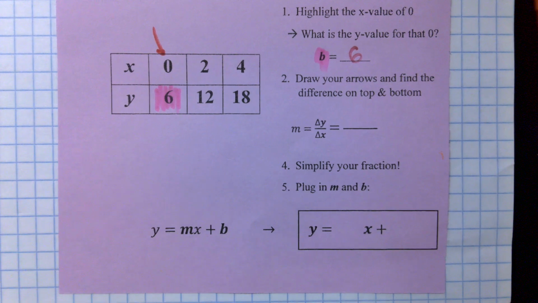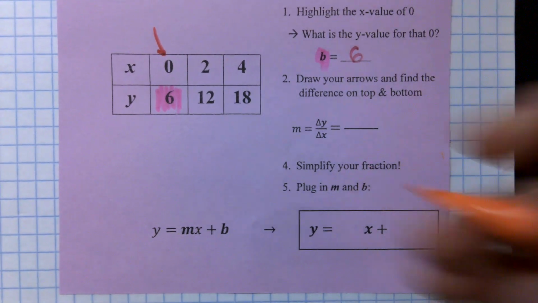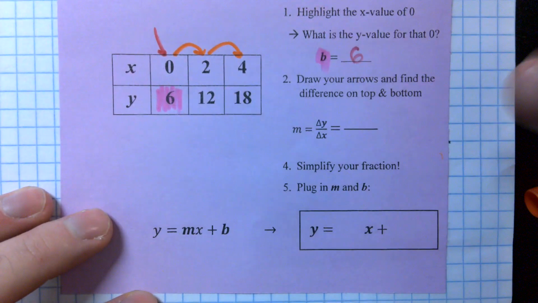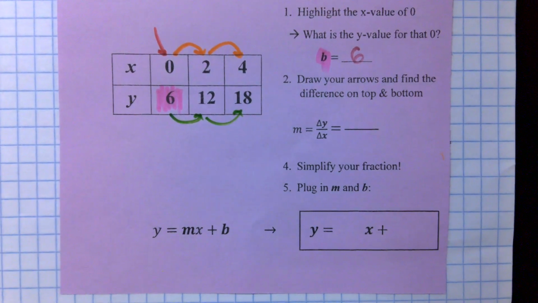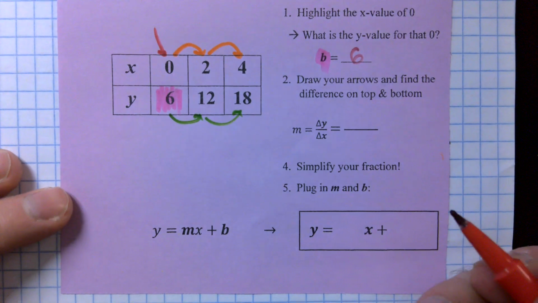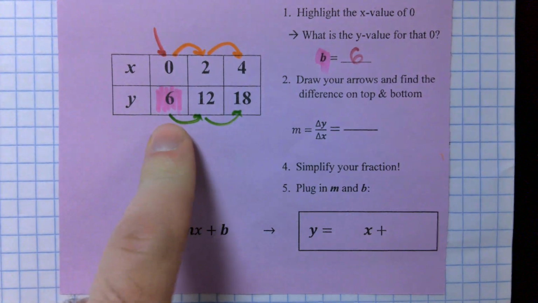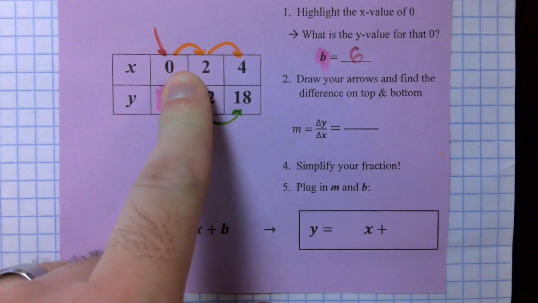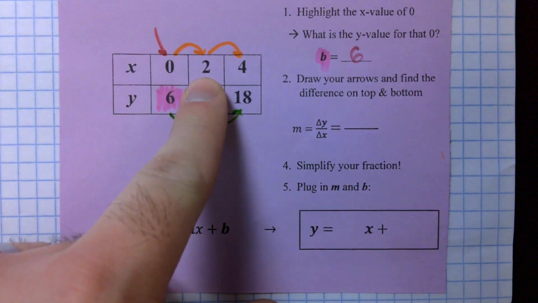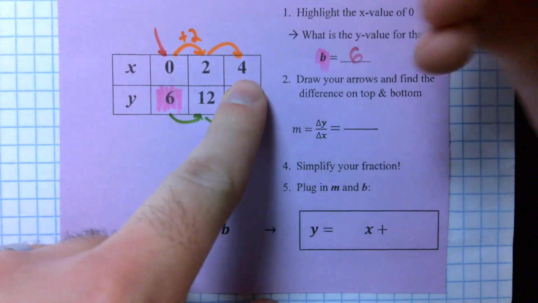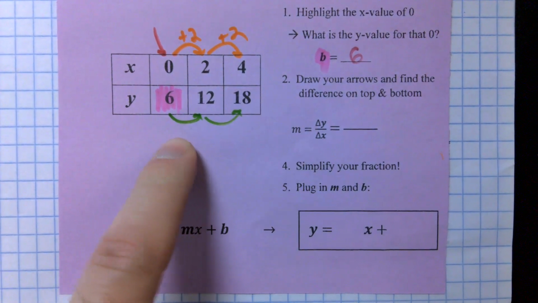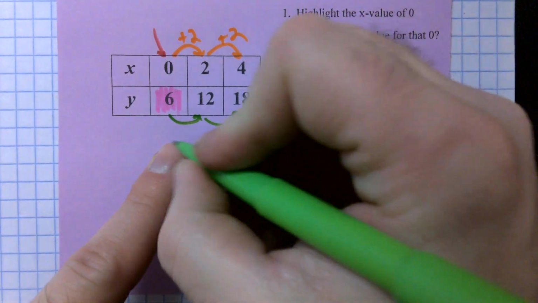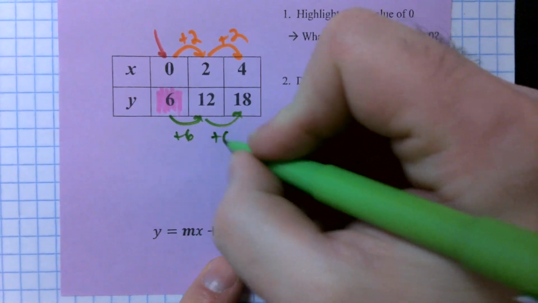Then just like any table, I'm going to do my arrows. I'm going to do a couple arrows on the top. I'm going to do a couple arrows on the bottom. So on the top, my orange arrows. How do I get from 0 to 2? Plus 2. What about 2 to 4? Plus 2. On the bottom, how would I get from 6 to 12? What about 12 to 18? Plus 6.